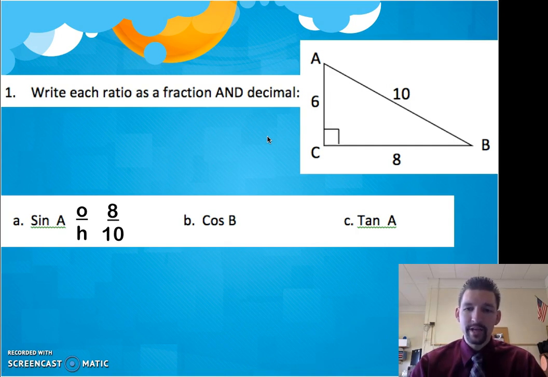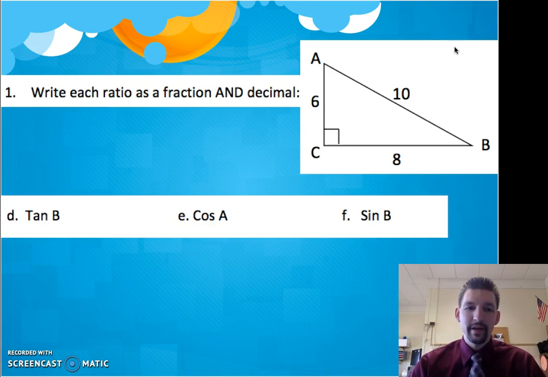The second one here, cosine of B, is now looking at angle B. And we know that cosine is adjacent over hypotenuse. So cosine of B is going to be the adjacent side, which is 8, over the hypotenuse, which is still 10. So 8 over 10 will be your cosine of B. And tangent of A, going back up to the top here, is going to be opposite over adjacent. So from A, we go opposite, which is 8. And from A, our adjacent is 6. So 8 over 6.